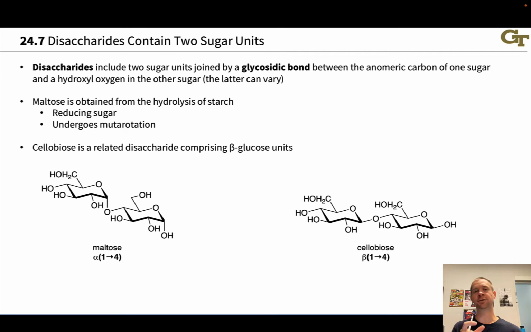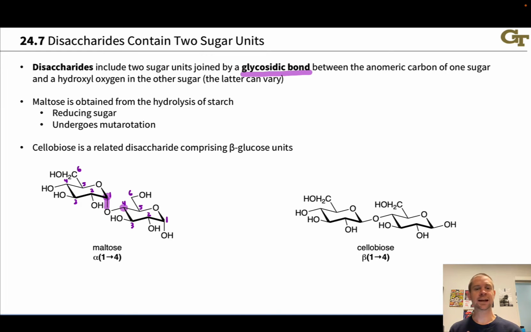And this tends to be a very special bond, as that CO bond can often be broken under hydrolytic conditions, for example, inside an enzyme or under strongly acidic conditions most commonly. And so the anomeric carbon of one sugar is typically involved, and a hydroxyl oxygen on the other sugar unit, which may or may not be the anomeric hydroxyl on the other sugar unit. So here we're going to look at a couple of examples of the most important disaccharides.